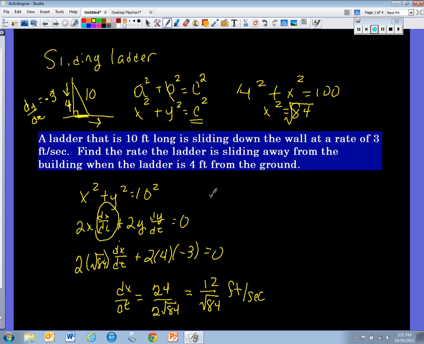So the sliding ladder problem, very famous in the math world. You can apply this Pythagorean theorem to all sorts of situations, really any situation that looks like a right triangle. And yeah, it's a lot easier than volume, in my opinion. So hopefully that made sense.